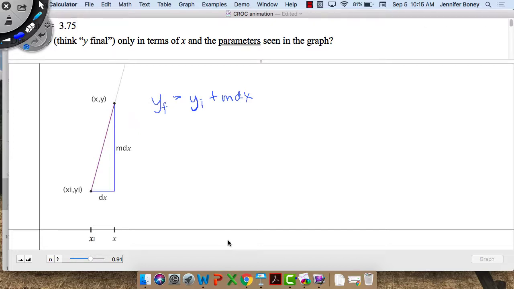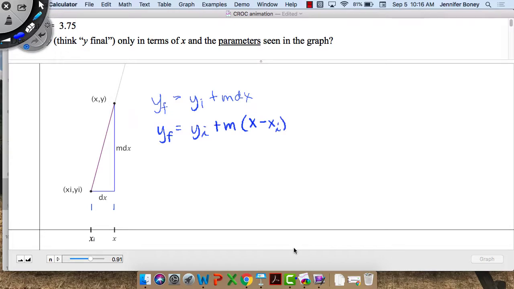Yeah, if I want to compute how big dx is, I need to know how far apart these two x values are, how far x has passed our initial x value. So if I wanted to follow the instructions here, y final is y initial plus m, and then which one do I put first? Yeah, in this picture it'd be x minus x initial, because x is larger if I want to express that change.